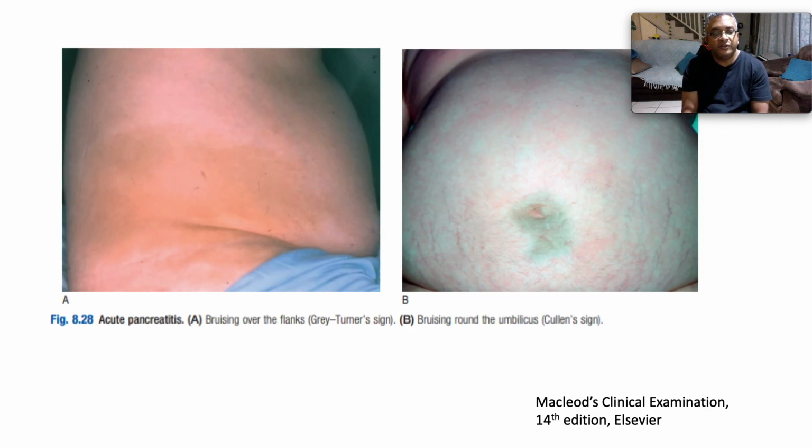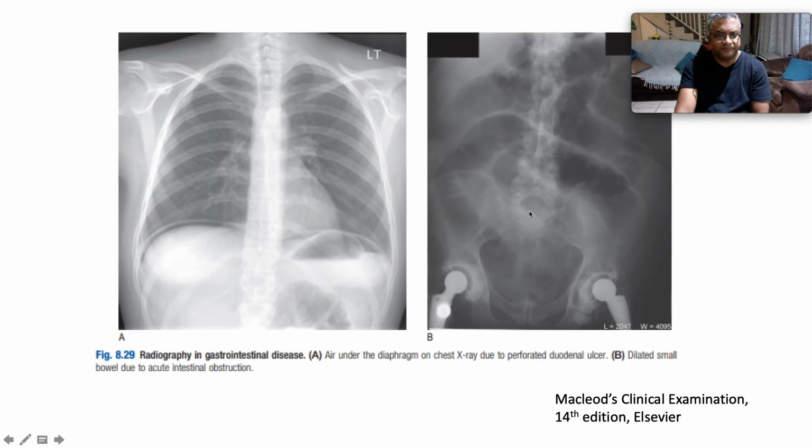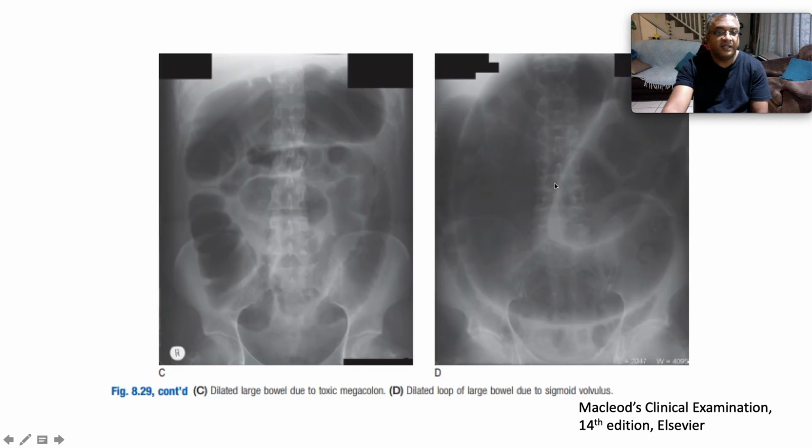Okay, here's a beautiful picture showing us acute pancreatitis and showing the Grey Turner sign out there on the flank, right, and the Cullen sign, which is a bruising around the umbilicus. So here we can see air under the diaphragm, which speaks to a perforated duodenal ulcer or a perforated hollow viscus, right? Here we have dilated small bowel, which is due to acute intestinal obstruction. Here is dilated large bowel.